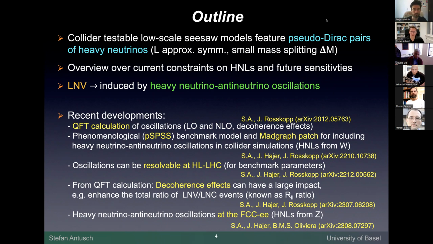We also discussed decoherence effects, and we very recently looked at the oscillations at a future FCC-ee. These works, which I'm also going to tell you about in the remainder of my talk, were mainly done with my student Johannes Roskop, with Jan Heisig from Lisbon, and also with a master student, Bruno Oliveira, at least for the last work on FCC-ee, who is also from Lisbon.